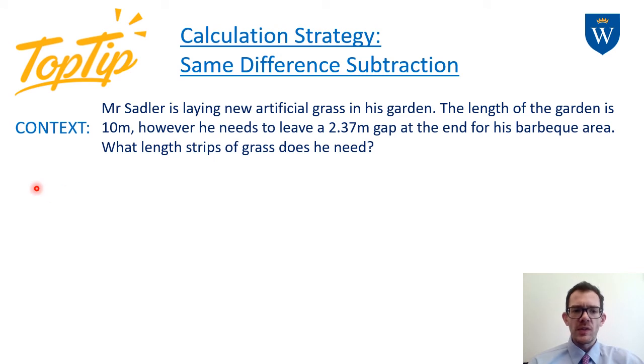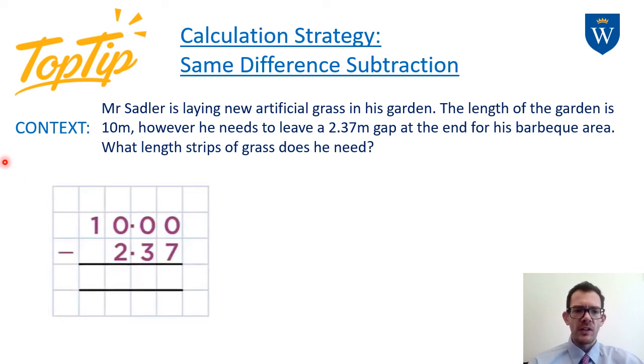So lots of children will say, okay, we're doing subtraction. I've got 10, it's decimal numbers. So I've got my 10ths column and my 100ths column, and they're going to do a formal method that we will call column subtraction like this.